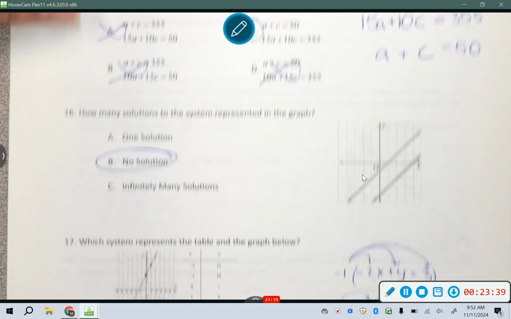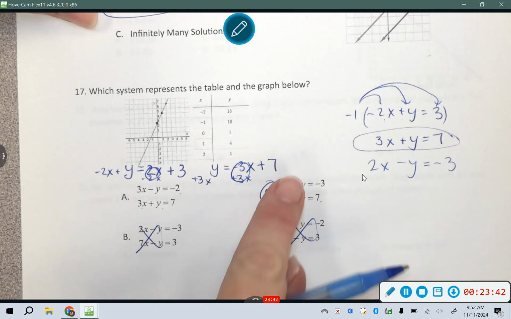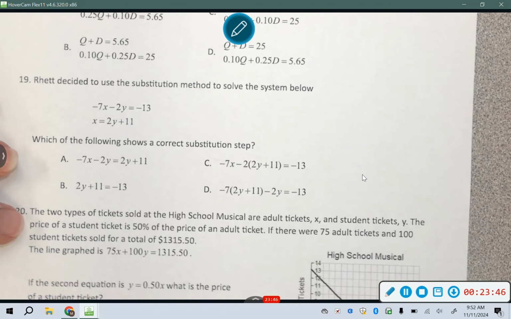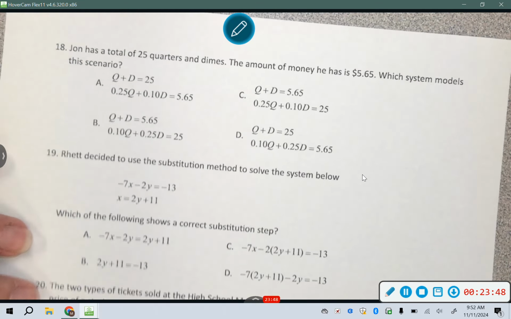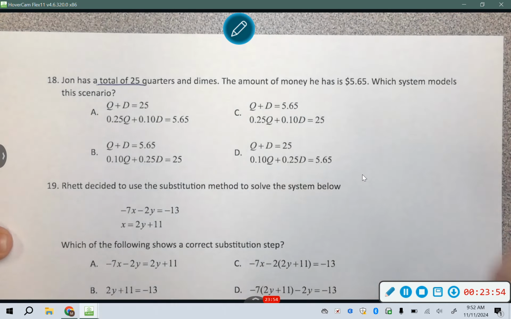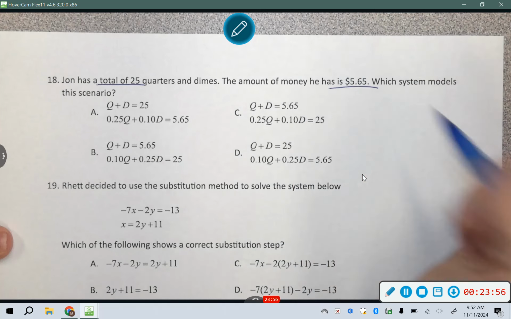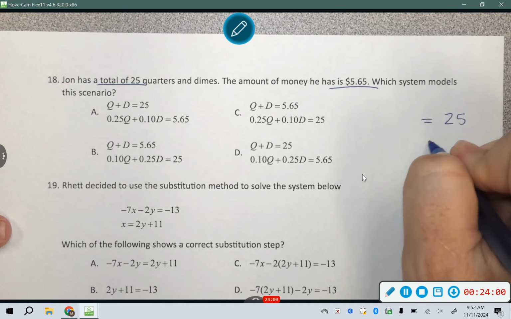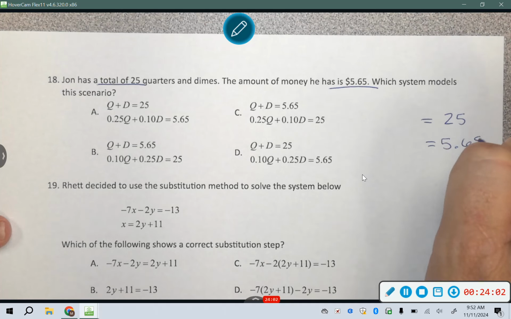Okay, you could also solve all of these for y. That's just a lot of work, but that's also an option. Okay, last page, we have number 18. It says John has a total of 25 quarters and dimes. So again, that's a total. The amount of money he has is $5.65. So that's also another total. So we have Q + D equals 25 and the money equals 565.